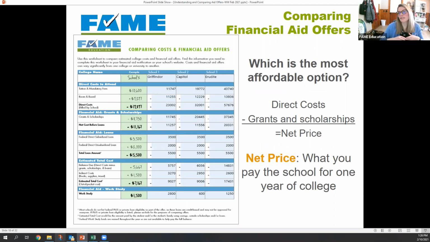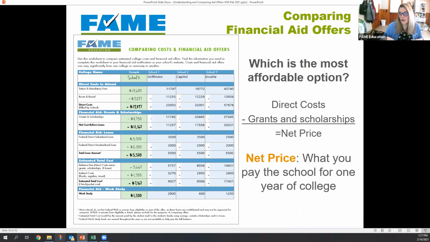So again, you'll be able to see at the top there, you'll put in what those direct costs are. And if it wasn't listed on the aid offer, you might have to go to the college's website to find that information. Room and board, same thing. And then you'll know, okay, this is the estimated billable costs.